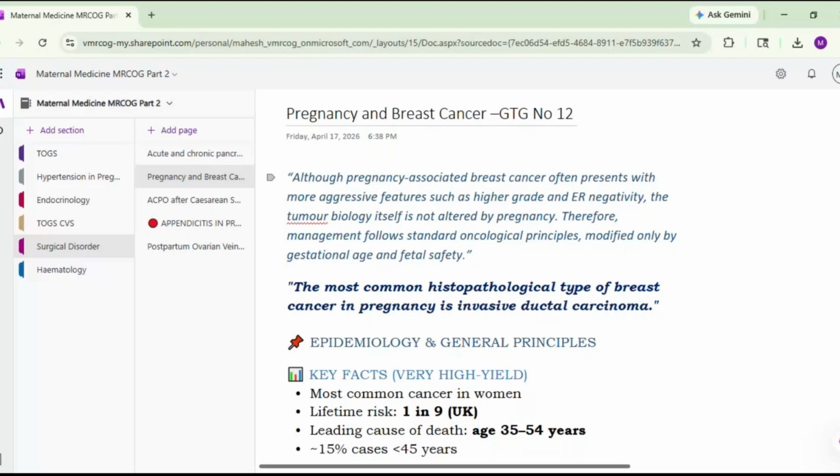Welcome all. Today's topic for the discussion is breast cancer and pregnancy. It is GTG number 12, a Green Top Guideline. Most of the time this is asked from the SBA point of view.